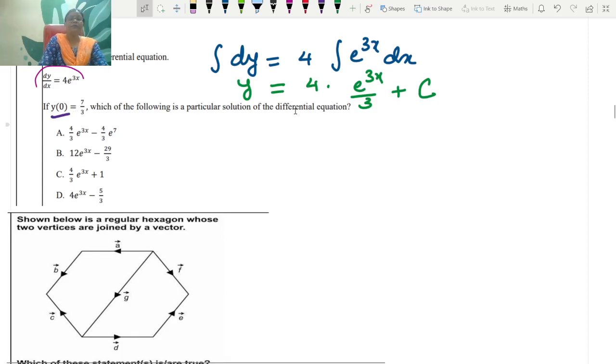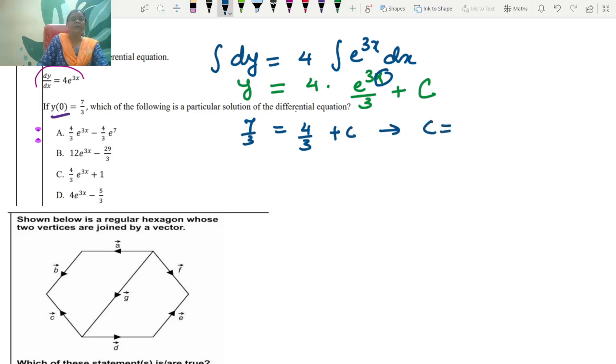So let us put the value of y as 7 upon 3 for the value of x, which is 0. So x is 0 means we'll put the value of x as 0 here. e to the index 0 is 1. So that is plus c. So this is giving us the value of c, which will come out to be 1.